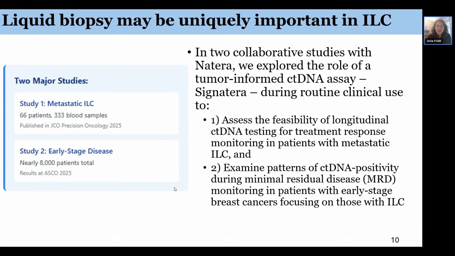So the first study I'll talk about is in patients with metastatic lobular breast cancer. And we assessed the feasibility of longitudinal ctDNA testing to assess treatment response in patients with metastatic ILC. And then in the second one, I'll talk about another study we did in patients with early stage ILC for minimal residual disease monitoring.